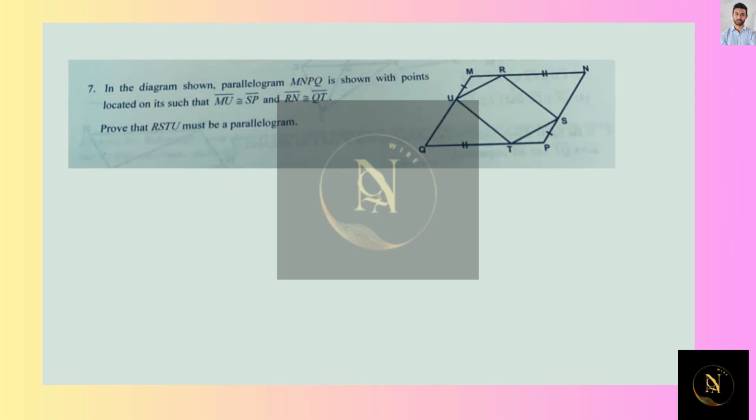All right, we want to prove that RSTU must be a parallelogram. Well, we already know that MNPQ is a parallelogram, so we would know that angle Q is congruent to angle N and angle M is congruent to angle P, because opposite angles are congruent in a parallelogram.